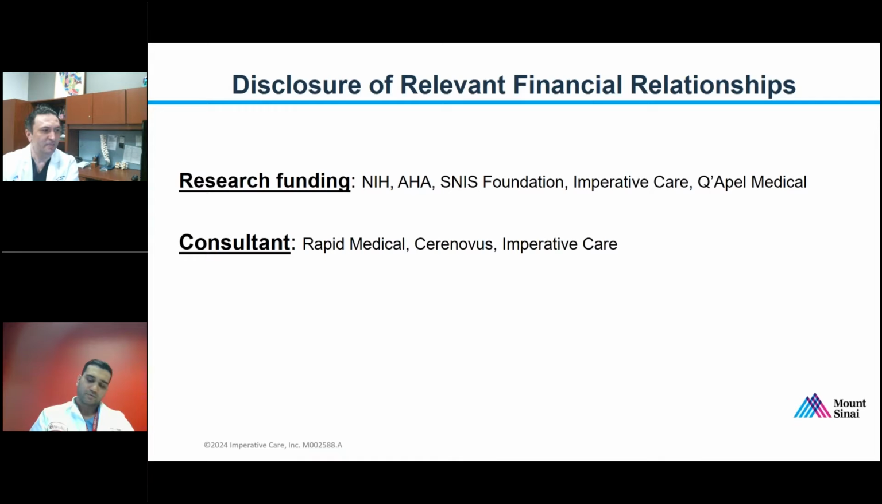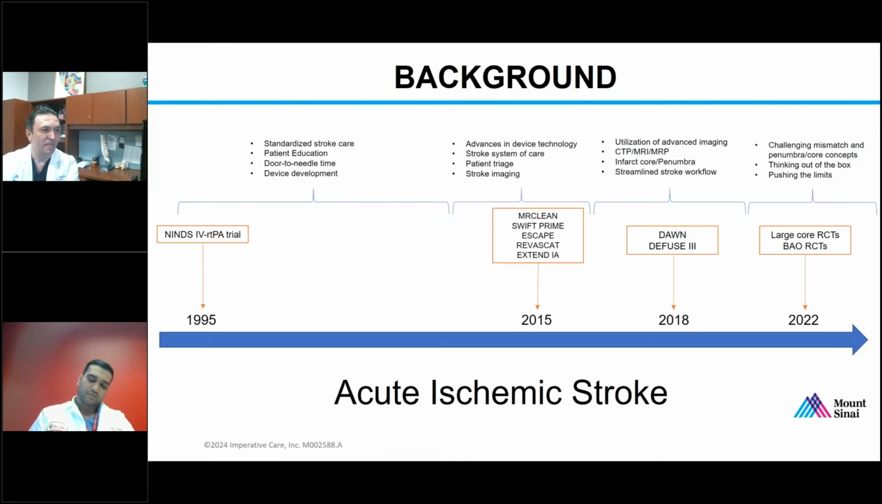If you look at acute ischemic stroke in the past few decades, starting with the NINDS IV tPA trial in 1995, it took the community over 2 decades to have the first positive clinical trial for thrombectomy, which was a massive effort of advances in device technology, stroke system of care, patient triage, and stroke imaging.